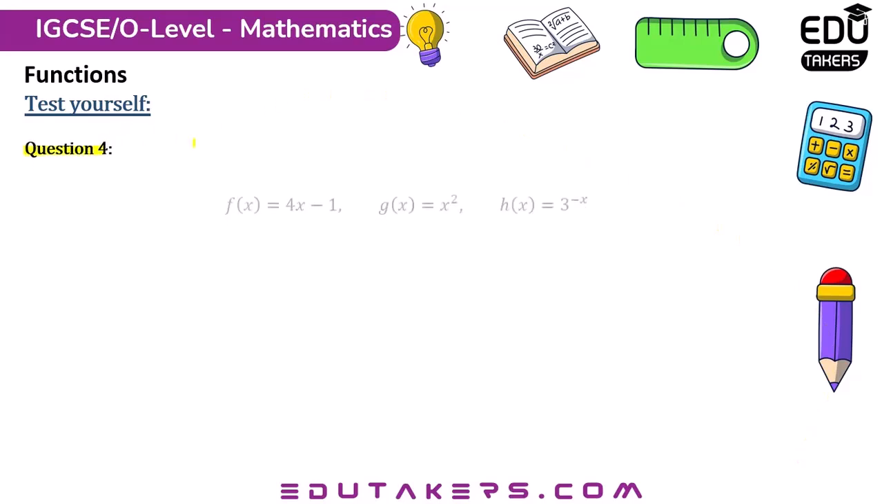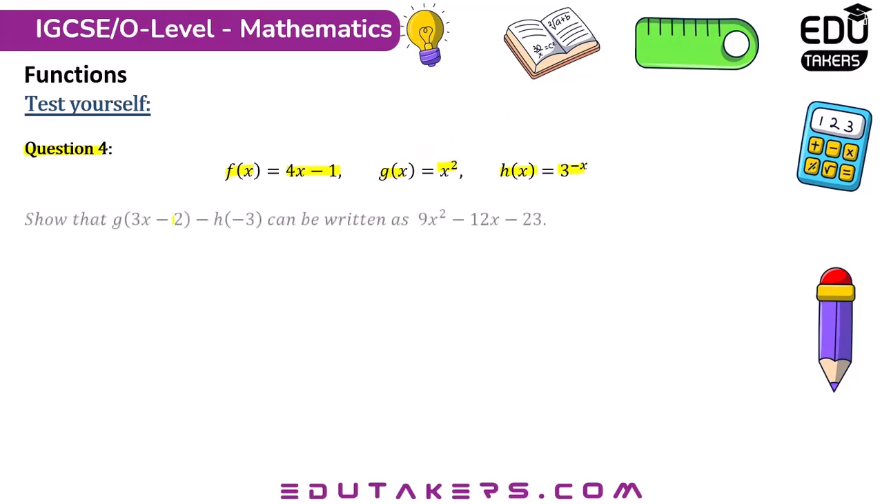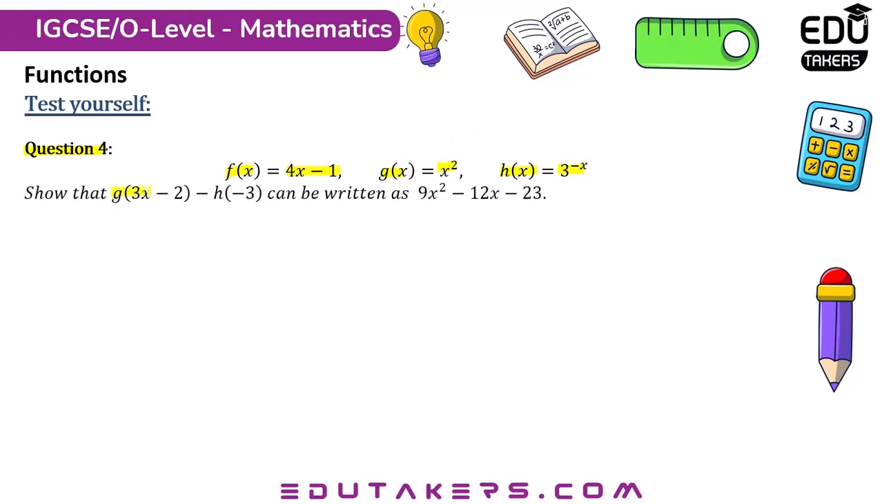Question number 4. f of x is equal to 4x minus 1, g of x is equal to x squared, h of x is equal to 3 raised to power negative x. Show that g of 3x minus 2 minus h of minus 3 can be written as 9x squared minus 12x minus 23. It's a 2-mark question. Find x when f of 61 equals h of x. It's a 2-mark question.